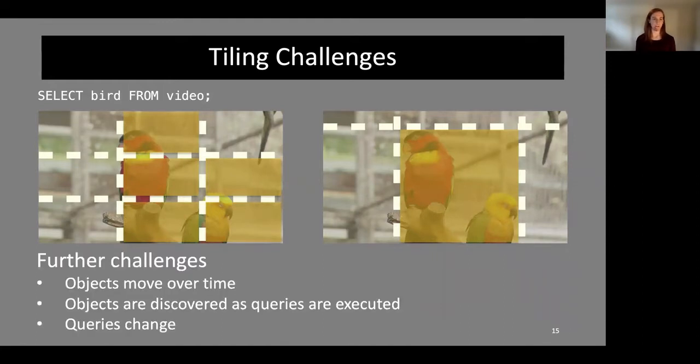Some further challenges to finding good tile layouts are, first, that objects move over time, and so we can't expect to have great performance if we use the same layout for the entire video. Additionally, objects are discovered as queries are executed, which means we can't pick tile layouts ahead of time because we don't know where objects are at that point. We need to incrementally update the tile layouts as we learn where objects are.